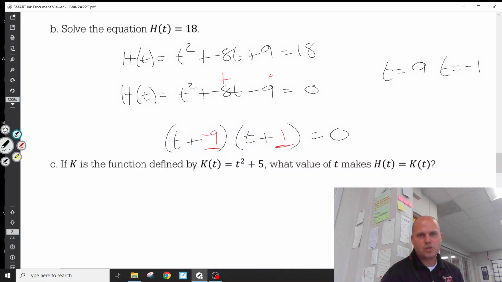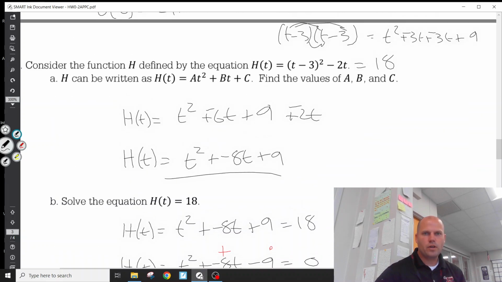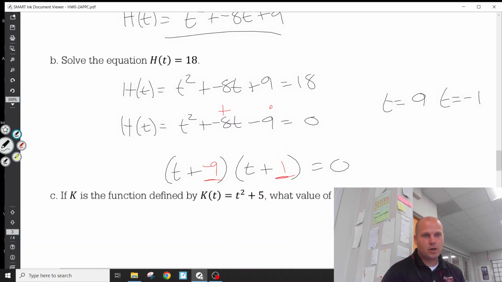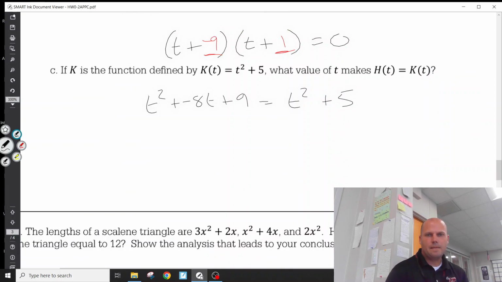Ooh, k is t squared plus 5. What makes h of t equals k of t? So here we are taking h of t. I'm going to go ahead and use the distributed form of h of t and set that equal to k of t because I can see right away that I can subtract t squared and it's gone. I'm just getting -8t plus 9 equals 5. This is an equation I can solve.